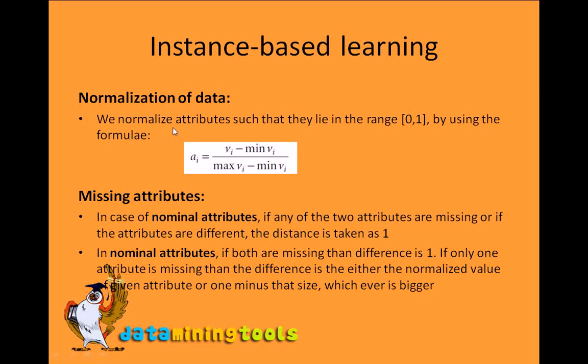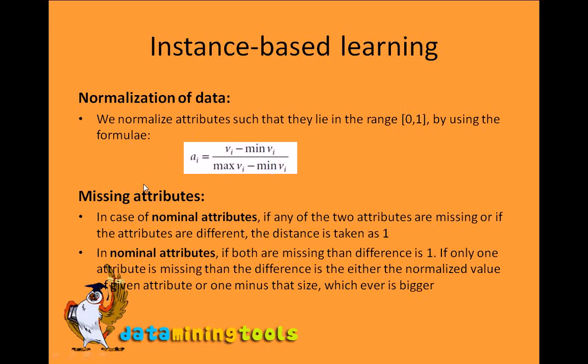Sometimes we need to normalize the data. We normalize attributes such that they lie in the range 0 to 1. We use this formula where vi is the original value of the attribute. We subtract the minimum value from it and divide by the maximum value of the same attribute minus the minimum value, and we store it in ai. So this is the normalized value of attribute vi.